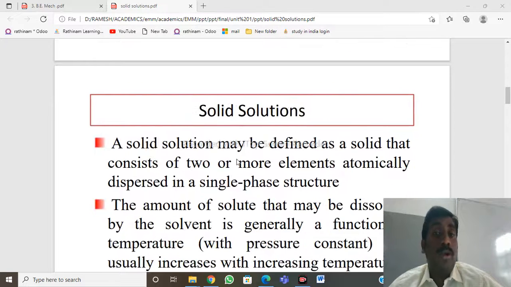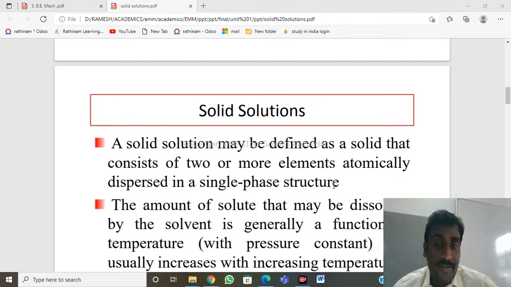But what about solid solutions? If we consider two or more elements in a solid state, for example sugar with salt, because sugar is a solid element and salt is also a solid element, and we mix them together, then we may get a solid solution of sugar mixed with salt. Other than that, a solid solution can also be made as a single phase structure.